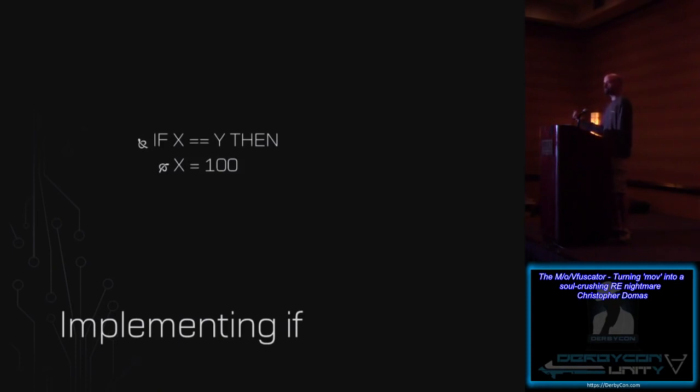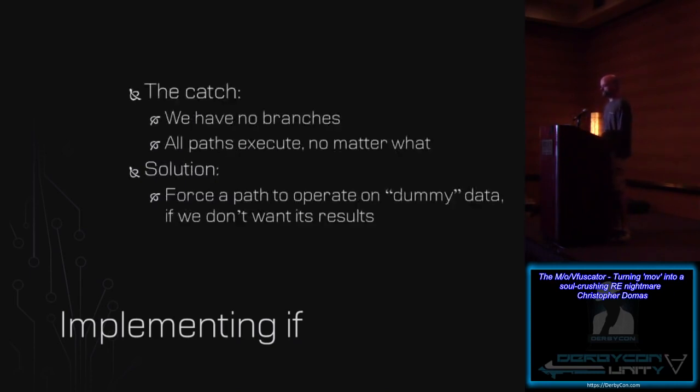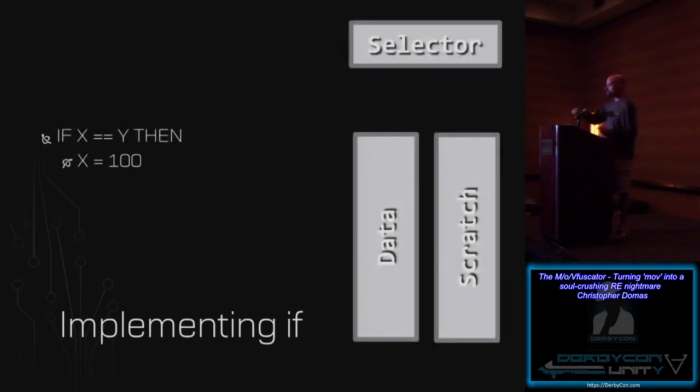Let's say we wanted to implement this simple piece of code. If x and y are equal to each other, then assign the value 100 to variable x. Of course, the catch here is we have no branches. We have only move instructions. So all our paths are going to execute no matter what. So the solution I found to that problem is to force a path to operate on dummy data if we don't want its results.